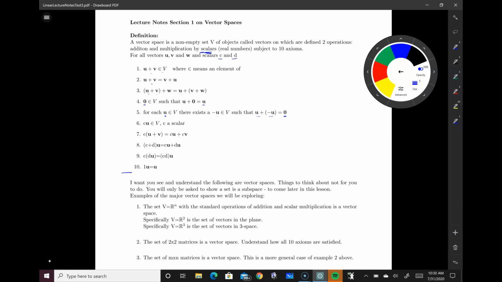If I multiply the vector times the constant c, I stay in the vector space. I can distribute this constant c. I can add the two constants c and d together and then multiply by the vector, or I could distribute the c and the d to the vector. I can multiply c times du, or just do cd times the vector u. And if I take 1 times the vector, I stay with the vector.